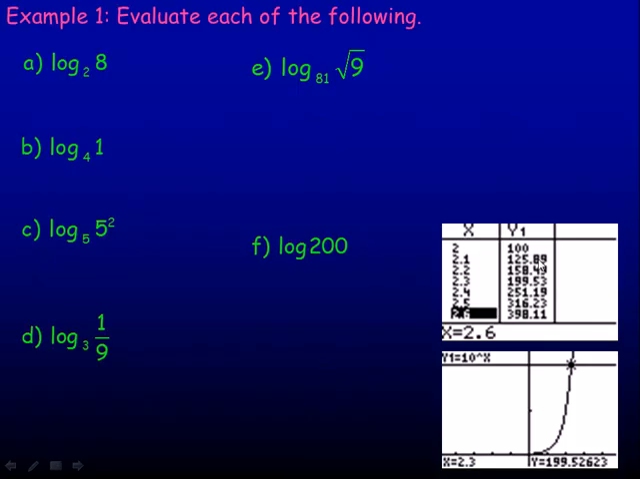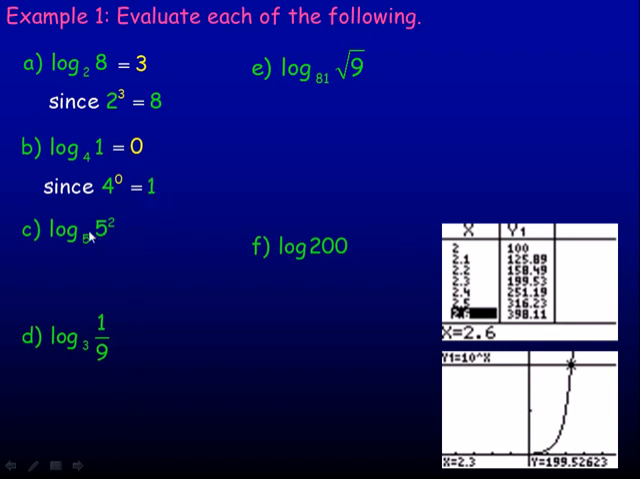Flipping over to the second page, in this example we're going to evaluate a number of logarithms, and the first one is the logarithm of 8 base 2. Well, what logarithm means is whatever this equals is the power of 2 that gives you 8. So 2 to what power gives you 8? And that's equal to 3 because 2 raised to the power of 3 is equal to 8. So evaluating logarithms like this, it's helpful to know powers of 2 or 3 or 5 or whatever, and you can evaluate these quite quickly. For b, the logarithm of 1 base 4, that is equal to 0 because 4 raised to the power of 0 is equal to that 1.